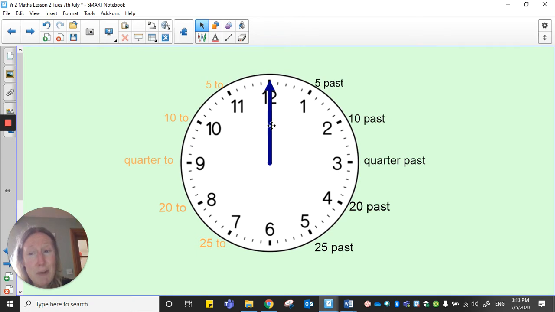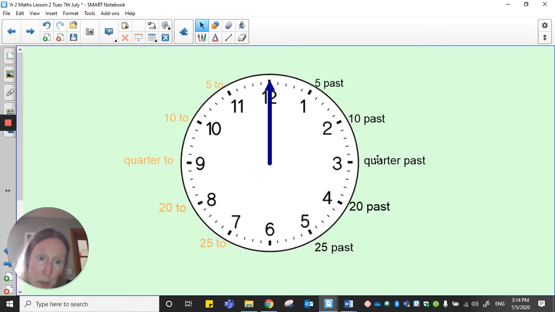Now actually, if you look, there's a bit of symmetry going on here. Don't worry if this confuses you a bit. As you learn more and you see the labels more in your head, you will spot the patterns. But I just wanted to point out that this side is our past side and this side is our to side. You see the symmetry? This is 5 minutes past. This is 5 minutes to. This is 10 minutes past the hour. This is 10 minutes to go to the next hour.